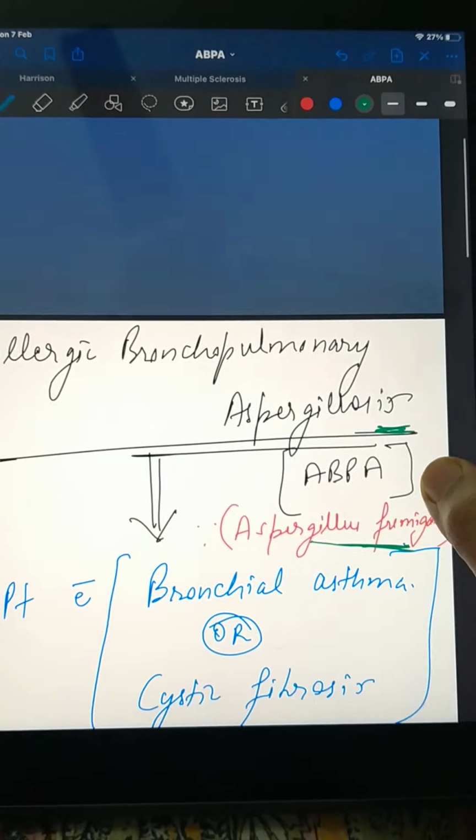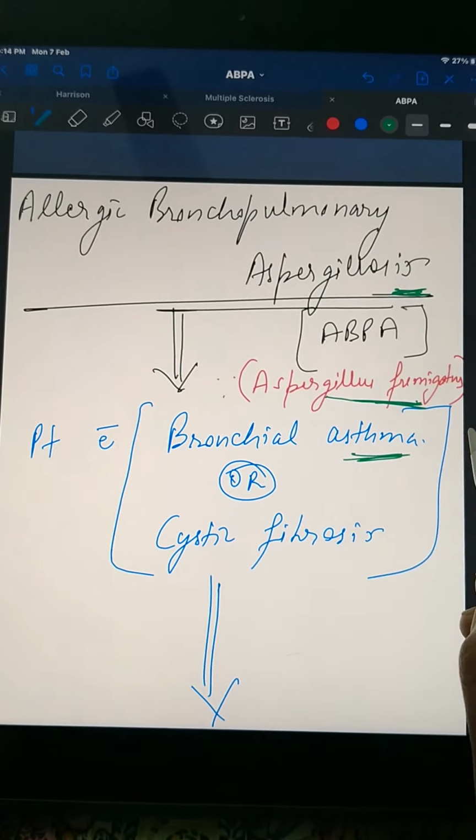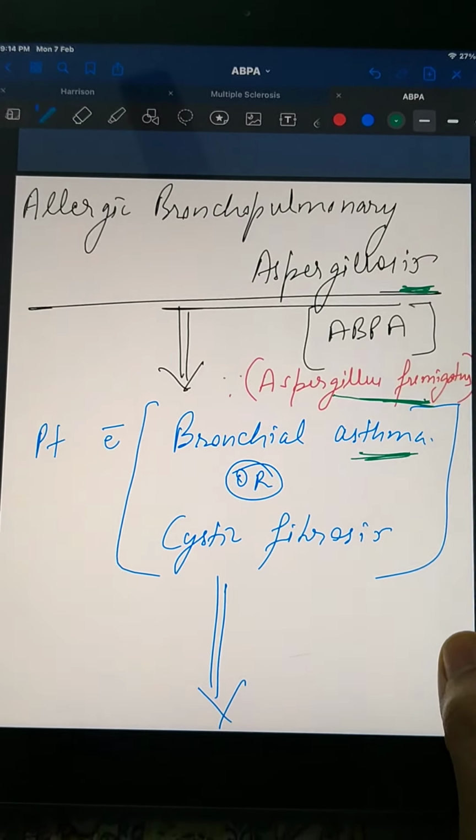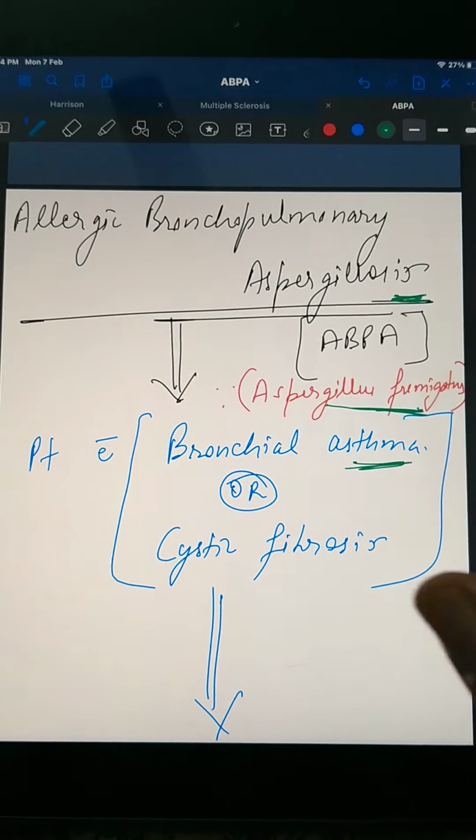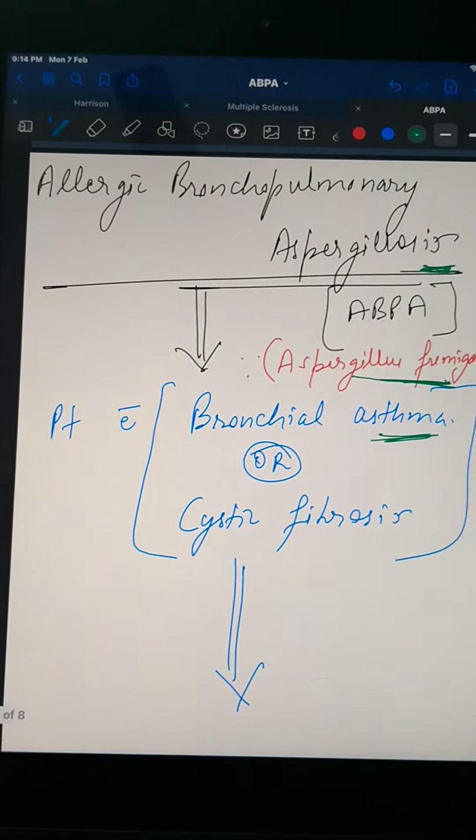Now, how will an ABPA patient present? Actually, the patient typically has a history of bronchial asthma or cystic fibrosis, mainly bronchial asthma. The patient will have recurrent or treatment resistant asthma. The asthmatic patient will present again and again. So this history is very important. The patient will already have bronchial asthma or cystic fibrosis, and then what will happen?